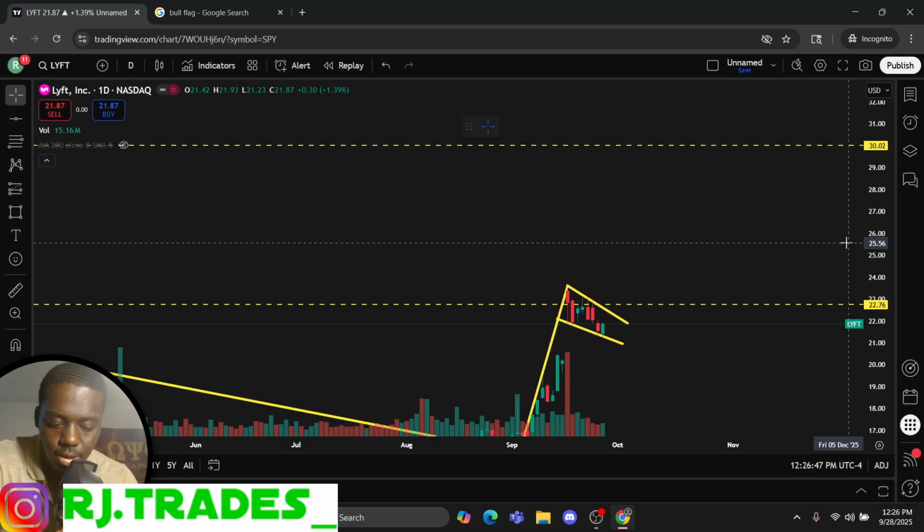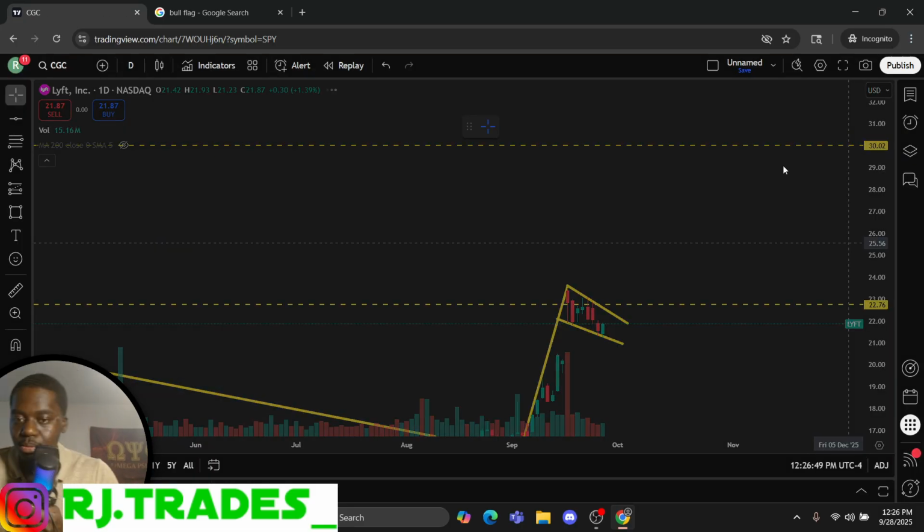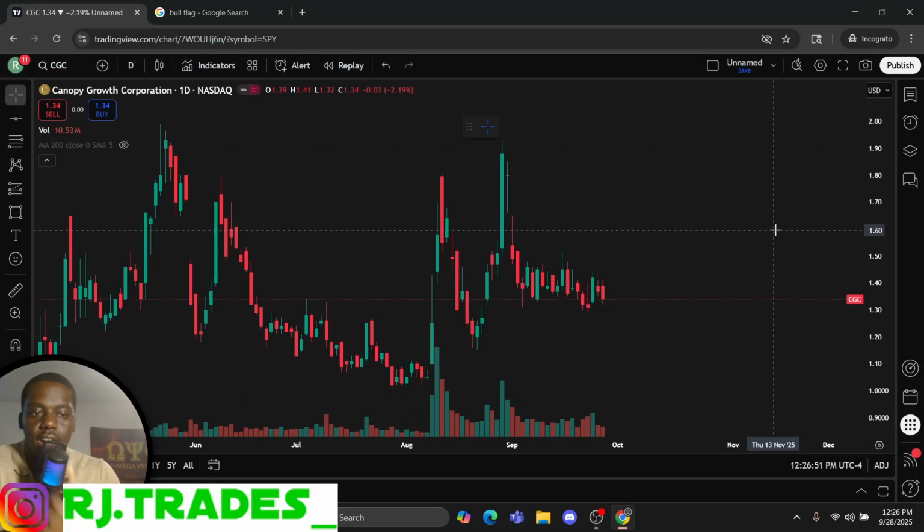Here we go. I'm gonna give y'all some game, man. $8 on Lyft is not the same as $8 on CGC. CGC is a dollar stock, right? So it's a dollar stock. An $8 move on Lyft is not as good as an $8 move on CGC. An $8 move on Lyft isn't as good as an $8 move on Tesla. It's relative to the stock.